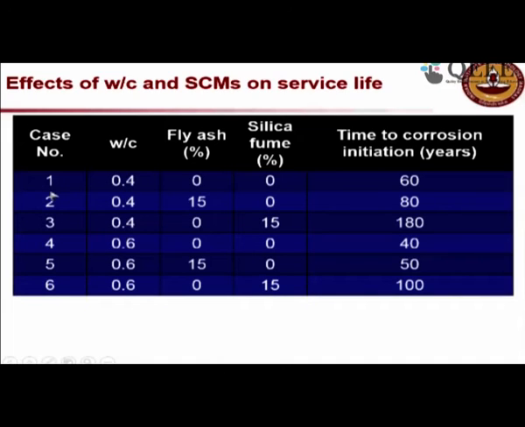Now here in the first 3 rows you can see 0.4 is the water cement ratio, and in the first one you see no fly ash, no silica fume, you get 60 years of life. In the second case you have 0.4 water cement ratio, 15% fly ash and no silica fume, you get plus 20 years, 20 more years by using 15% fly ash. Instead of fly ash, if you put silica fume 15%, you get 180 years, but we normally don't use 15% silica fume, we use much smaller quantity, let's say less than 5%. But the idea here is to show you that we can really enhance the service life by changing the materials which we use.